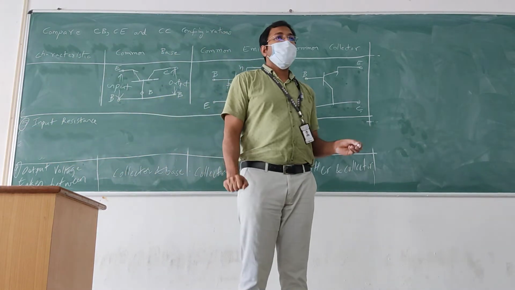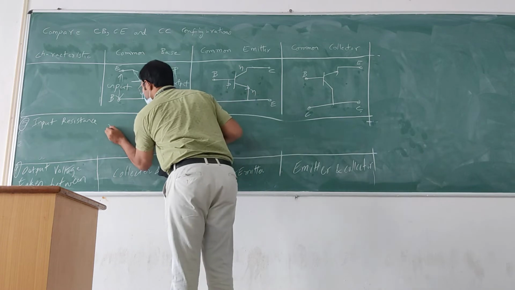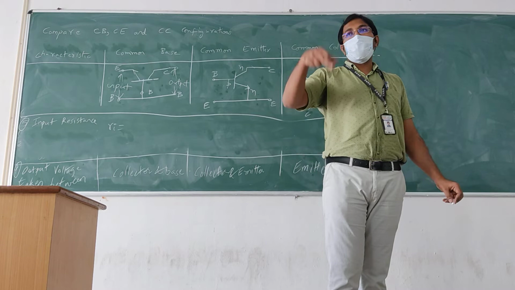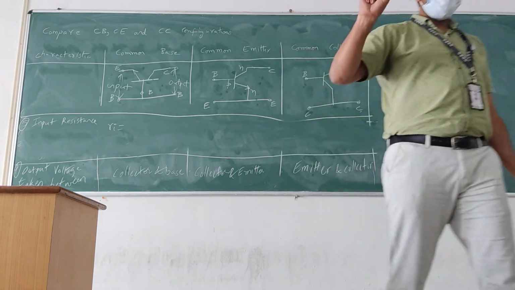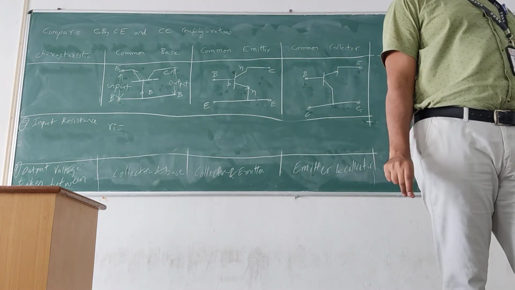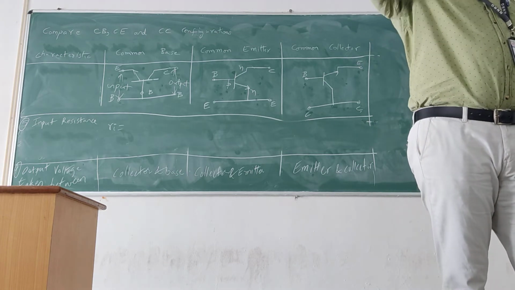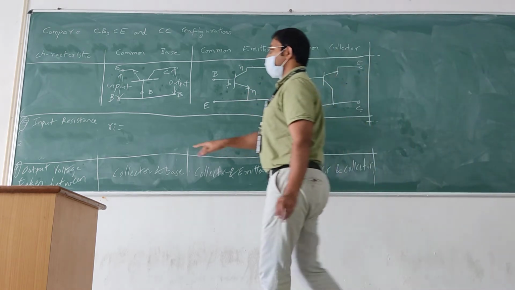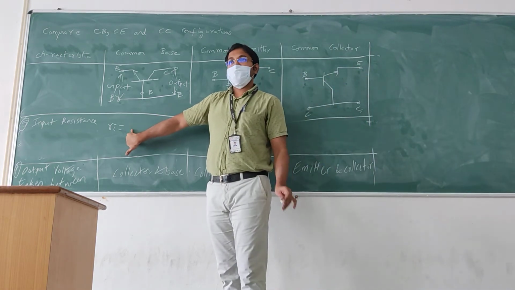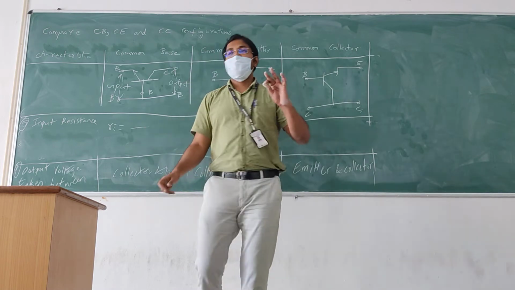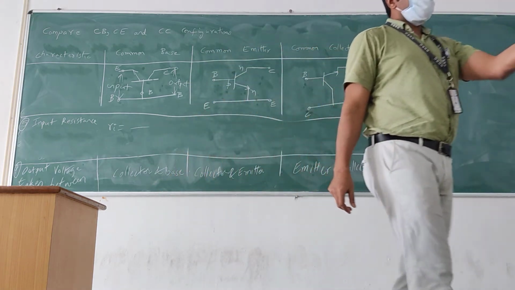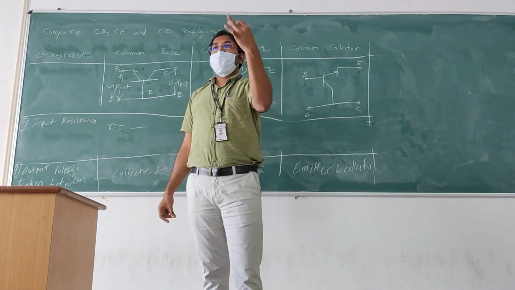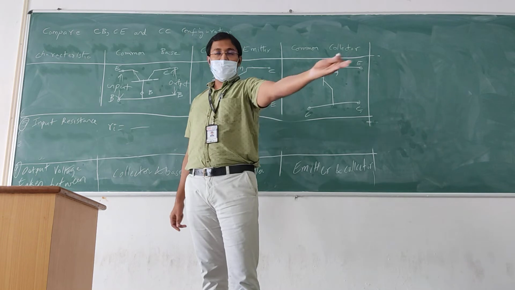Right, so input resistance. By default, if they simply ask input resistance, you will take AC resistance. Nothing is mentioned, simply input resistance, you will take AC resistance. For AC resistance, you will consider change in voltage by change in current.